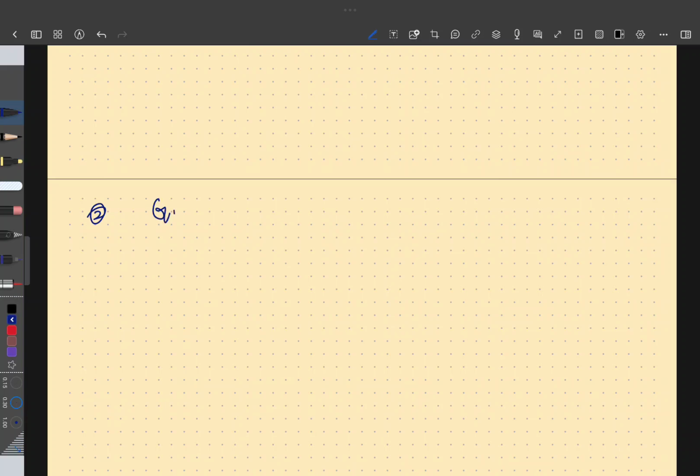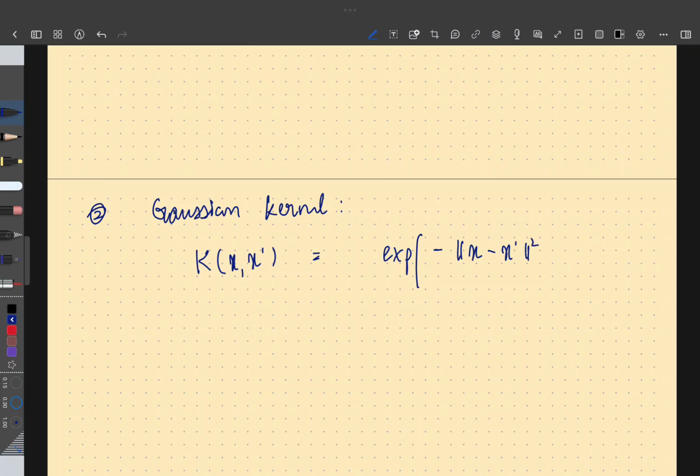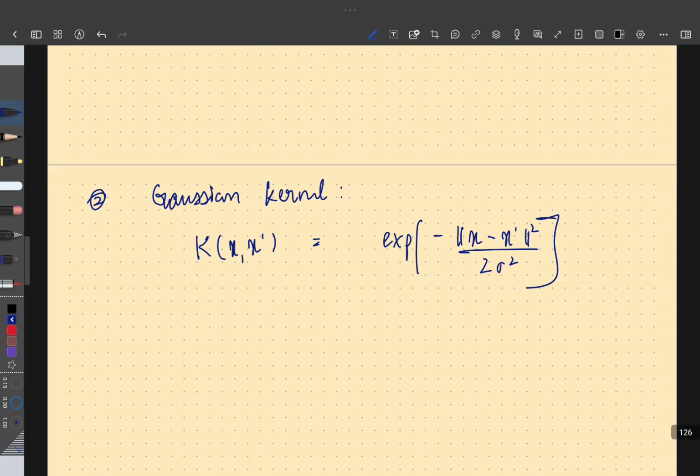The second kernel is the Gaussian kernel. And this has a parameter: k of x, x prime is just e to the power minus norm of x minus x prime squared divided by 2 sigma squared. So this is a free parameter, sigma squared, and you can vary the parameter. You can think of it as a hyperparameter when you want to implement your classifier.